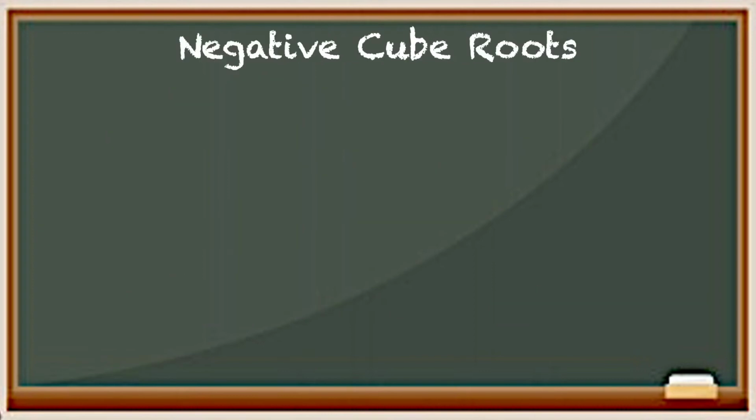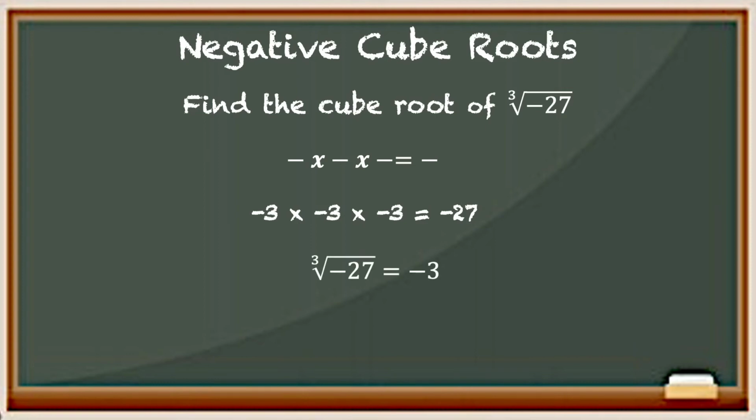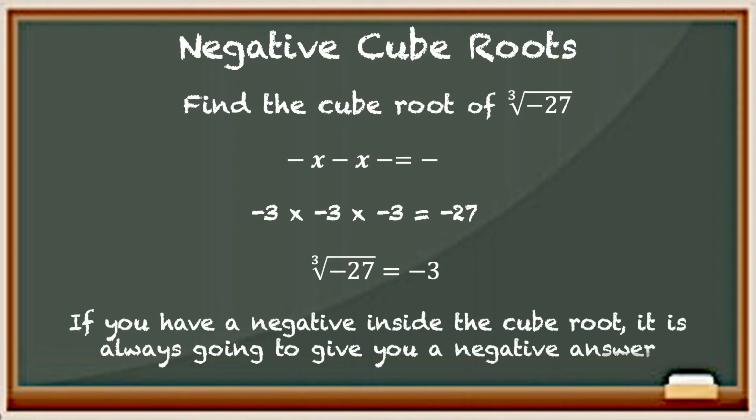Sometimes, you will get negative cube roots. We will use the previous example to explain this. So find the cube root of negative 27. It is exactly the same process as before, only this time there is a negative sign. We can find its answer because a negative times a negative times a negative is equal to a negative. Therefore, in this case, it would be negative 3 times negative 3 times negative 3 is equal to negative 27. Or in other words, the cube root of negative 27 is equal to negative 3. Therefore, if you have a negative inside the cube root, it is always going to give you the negative answer.